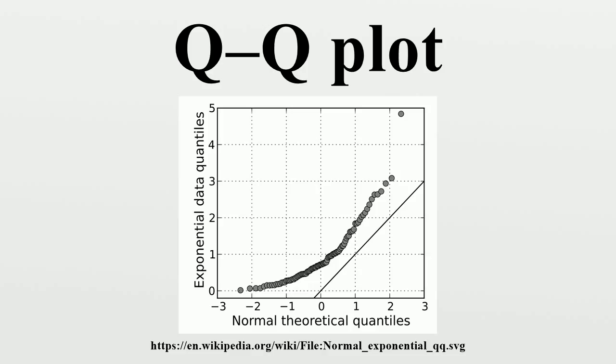A QQ plot is used to compare the shapes of distributions, providing a graphical view of how properties such as location, scale, and skewness are similar or different in the two distributions. QQ plots can be used to compare collections of data, or theoretical distributions.